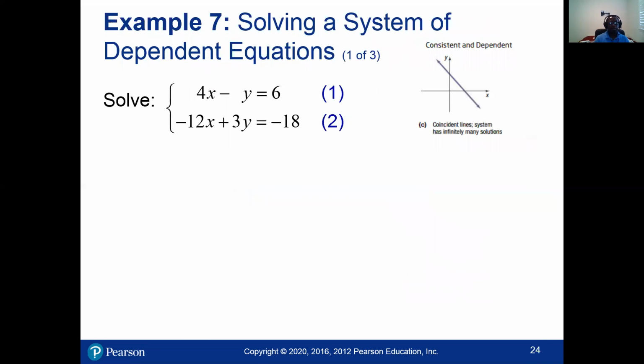Okay, now in the dependent system, again, consider equations 1 and 2. Look at equation number 2.